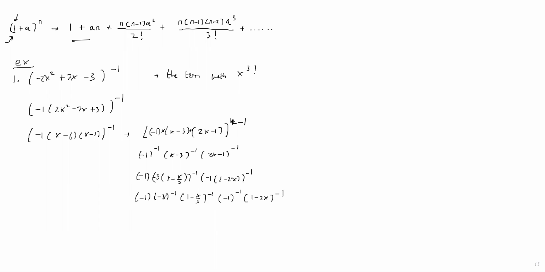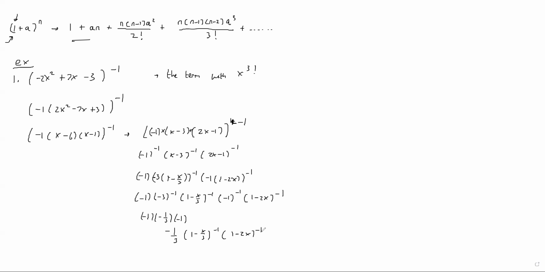Okay, so let's just try to multiply all the constants first. So minus 3 to the power of minus 1, that's basically minus 1 over 3, right? So we have minus 1 multiplied by minus 1 over 3, and then multiplied by minus 1 again. So this will give us what? Minus 1 times minus 1 is 1. 1 times negative 1 over 3, so it will be negative 1 over 3, right? And then multiplied by these two binomials: 1 minus x over 3 to the power of negative 1, and then bracket 1 minus 2x to the power of negative 1.